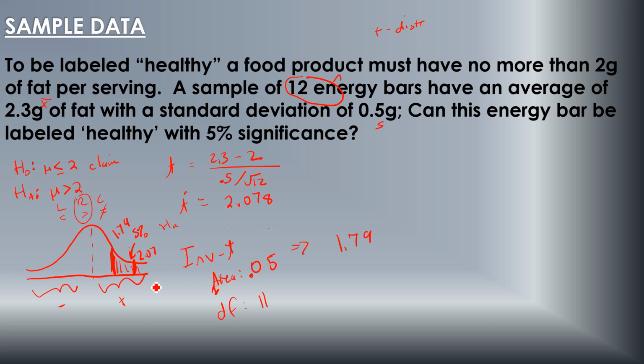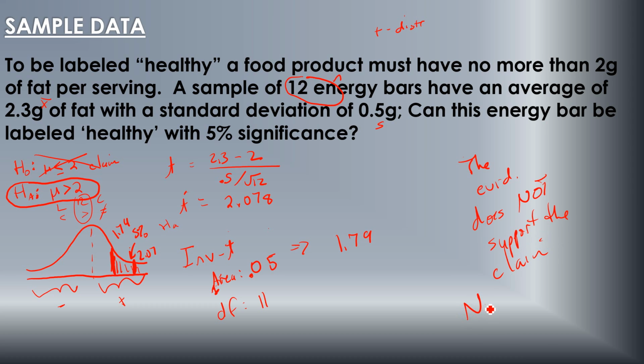is inside the region. So HA is inside of the region. So HA is supported by the evidence, which means our claim is not. So the evidence does not support the claim. So what does this mean ultimately? This means that no, they cannot be labeled as healthy.